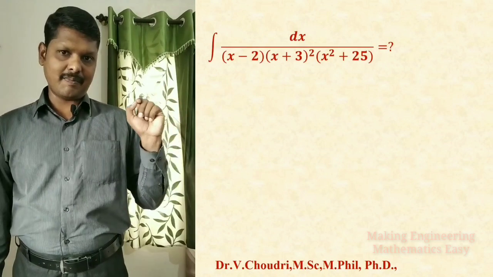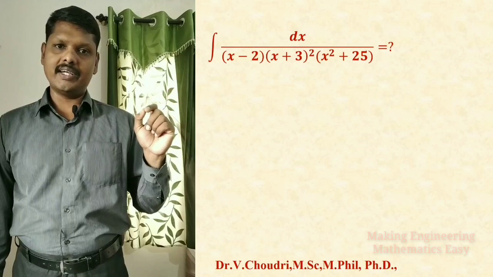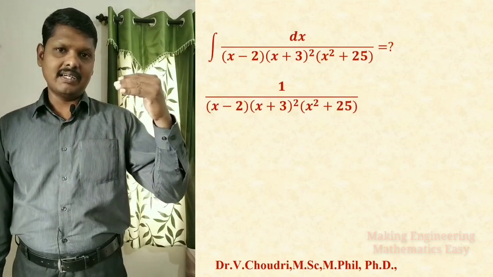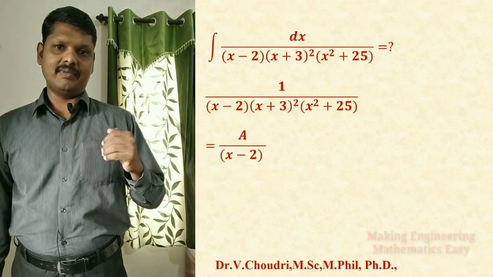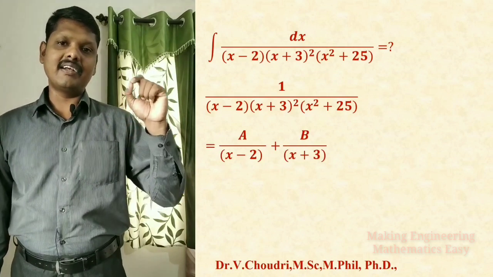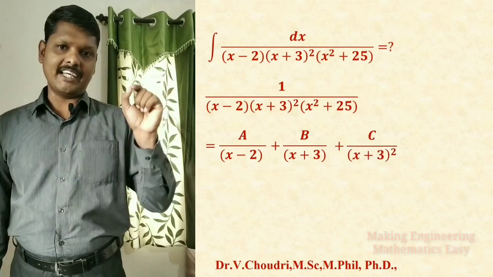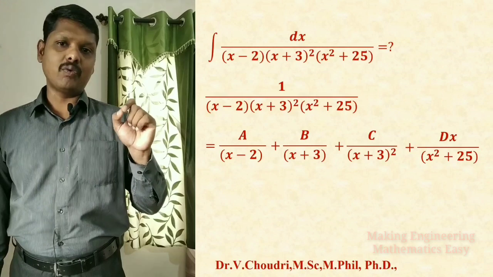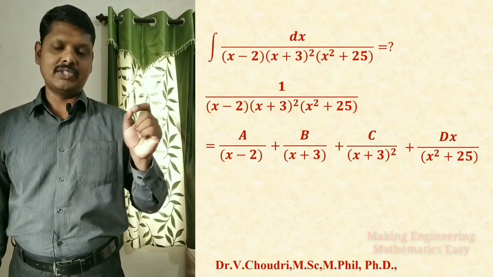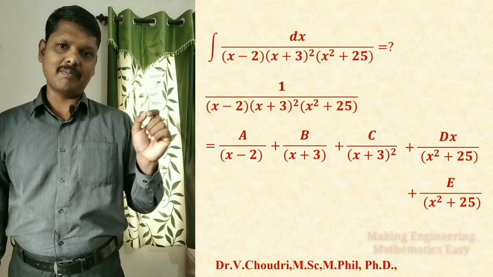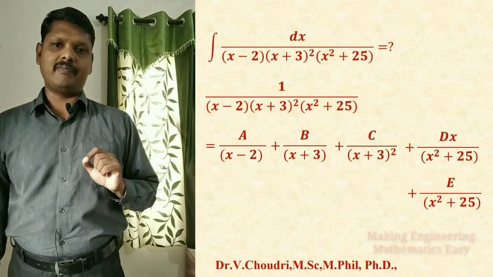Integral dx by (x minus 2) into (x plus 3) whole square into (x square plus 25). First, as per the non-repeated linear factor, A by x minus 2. Second factor is a repeated linear factor, so B by x plus 3 plus C by (x plus 3) whole square. Third one is a quadratic factor, so D x by x square plus 25 plus E by x square plus 25.